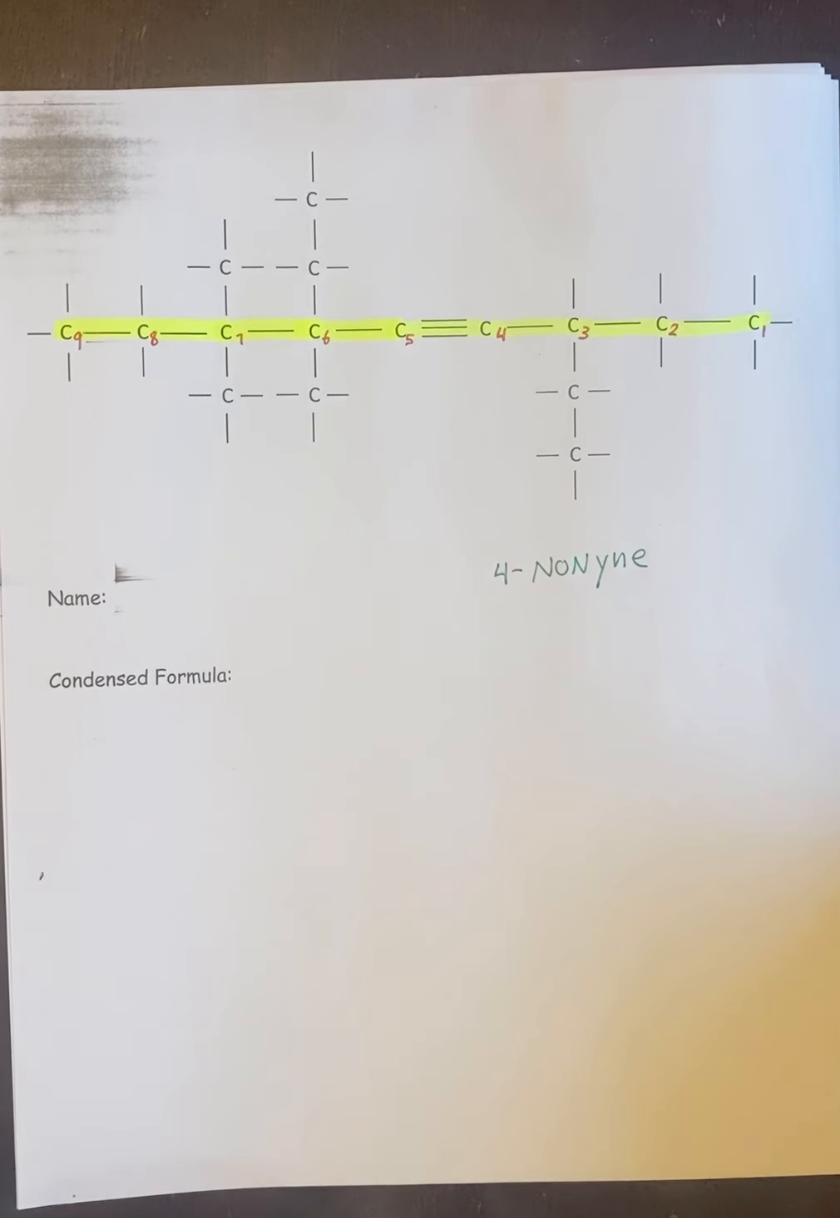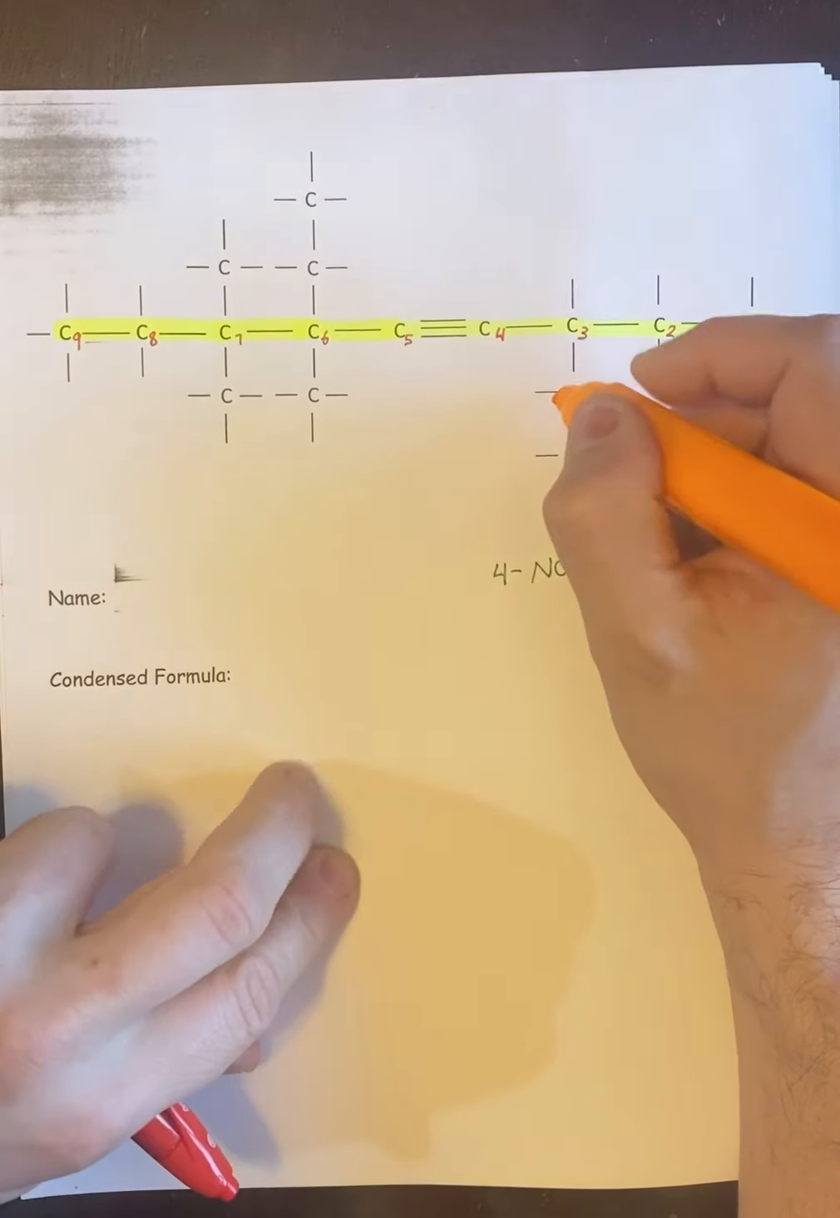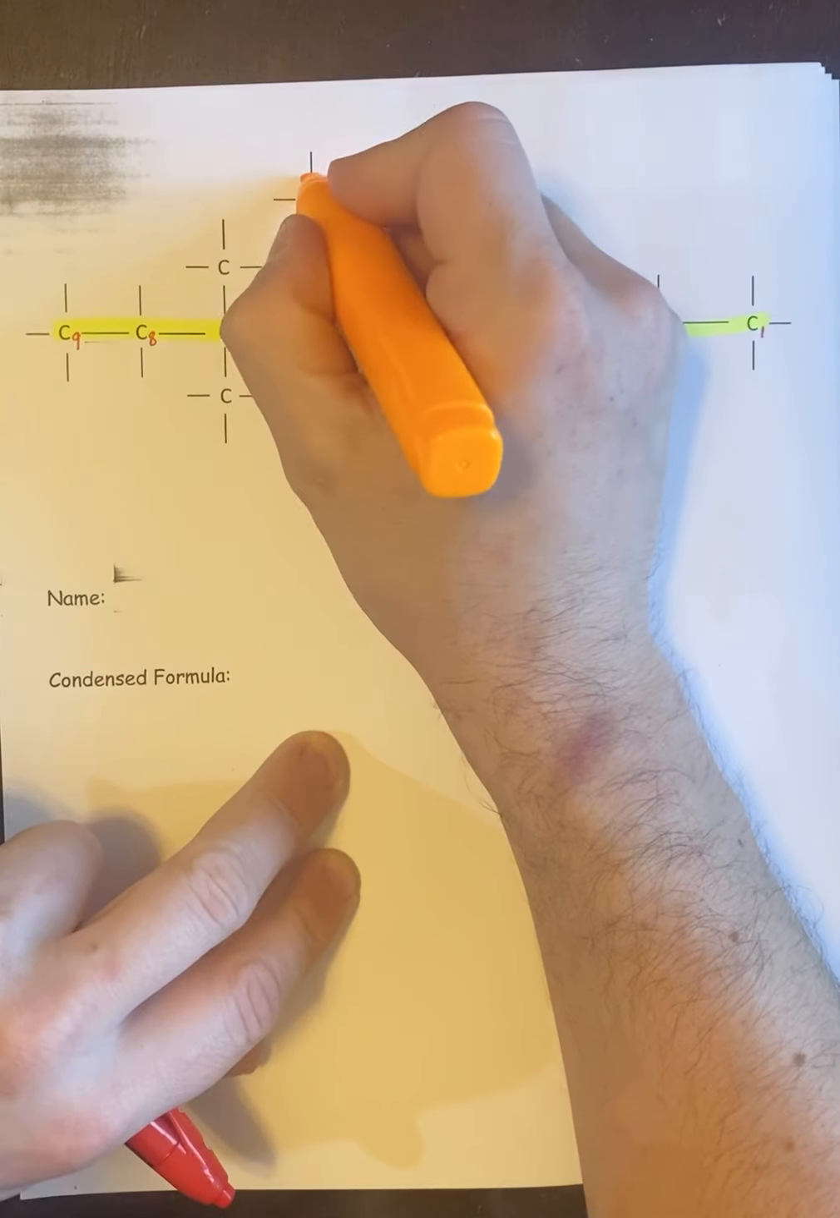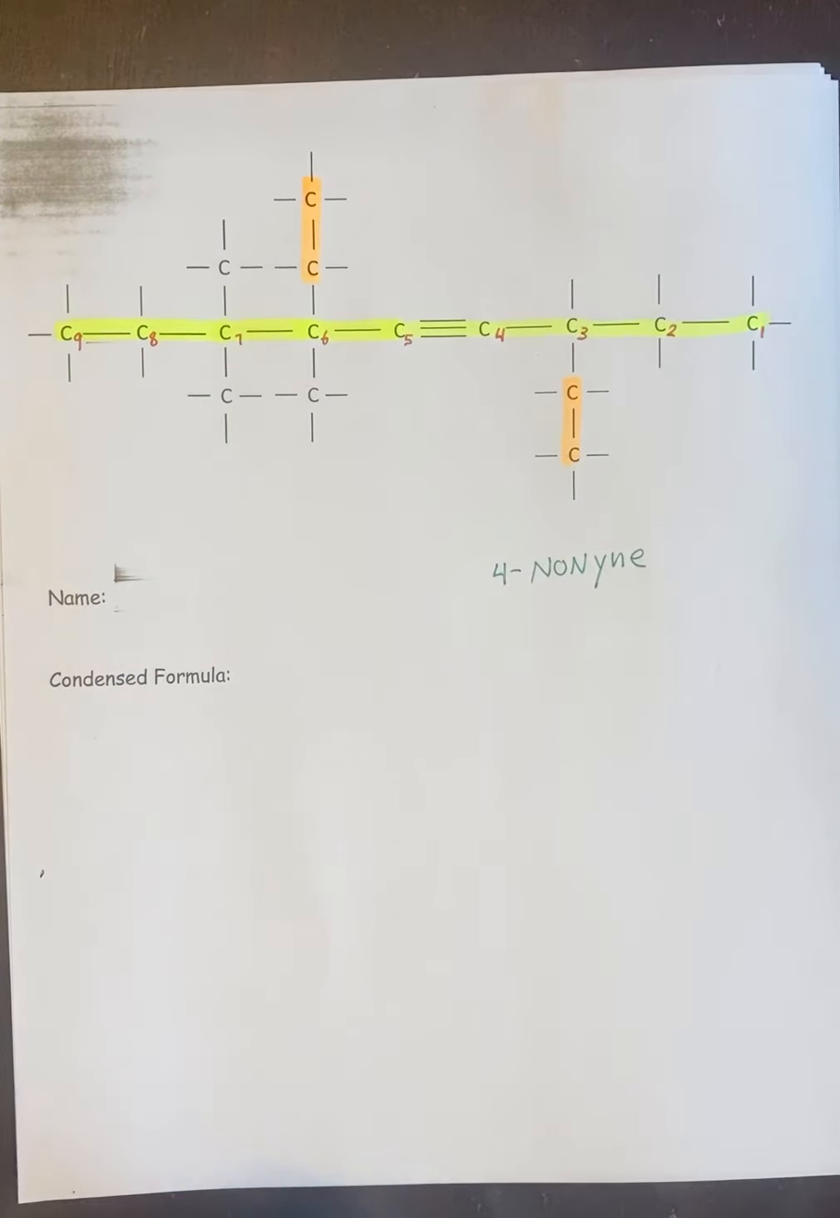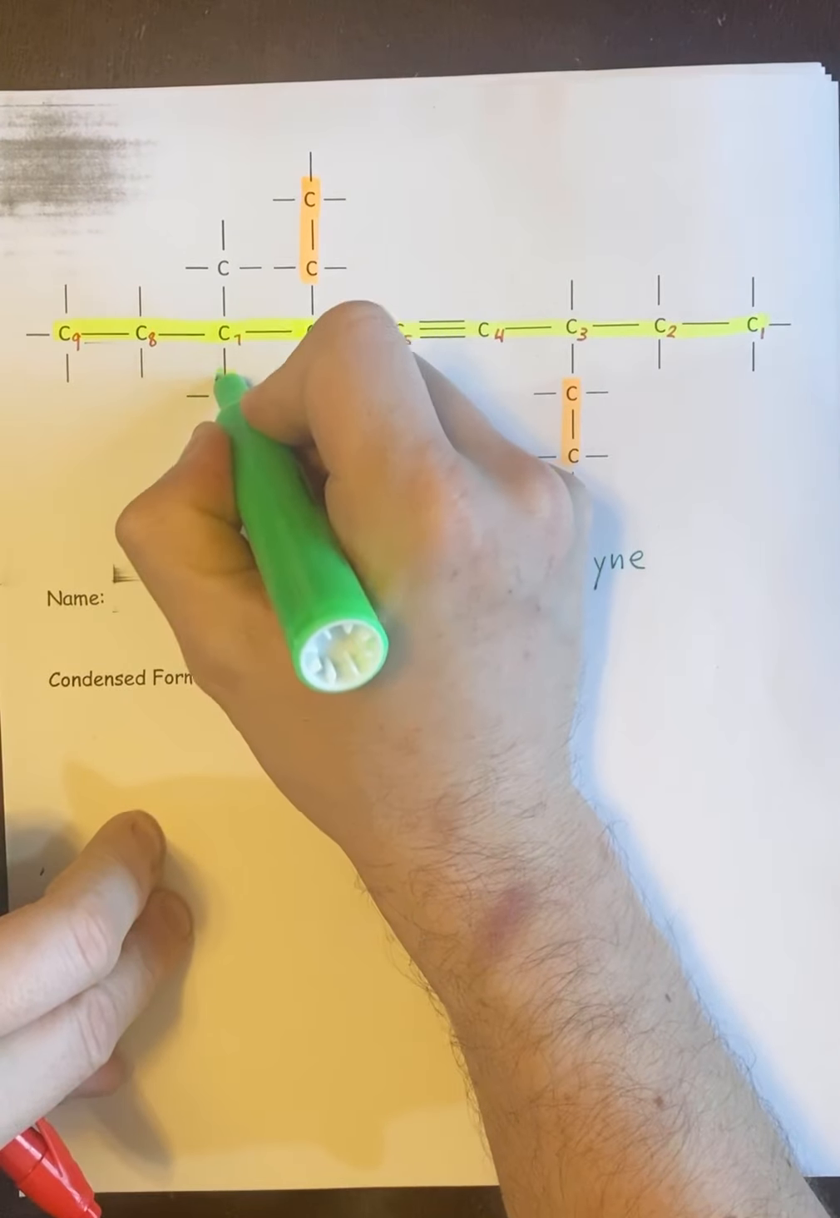Now some people ask, why 4 not 5? We always use the lower number. So since it's between carbons 4 and 5, we just call it 4. If it was between carbons 3 and 4, then it would be called 3. All right, now we do our branches. Well, turns out branch of 2, branch of 2. I'm going to use a different color. Branch of 1, branch of 1, branch of 1.